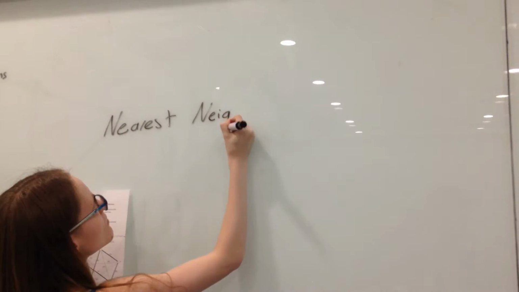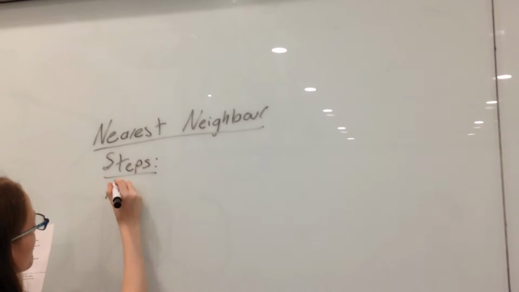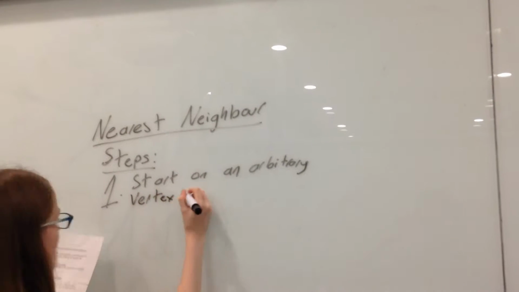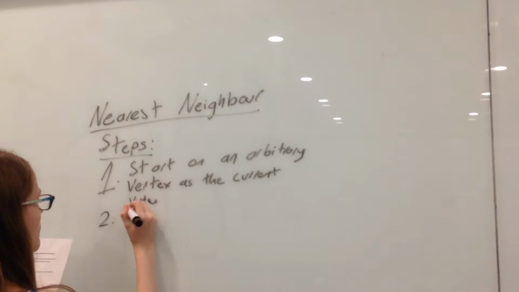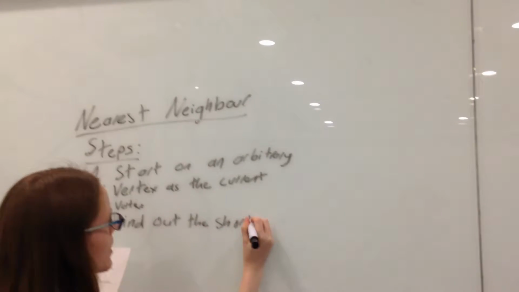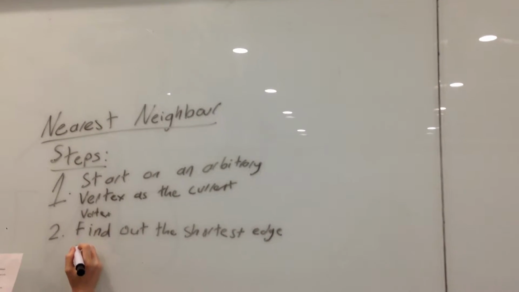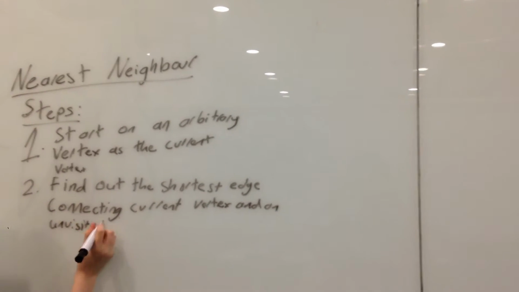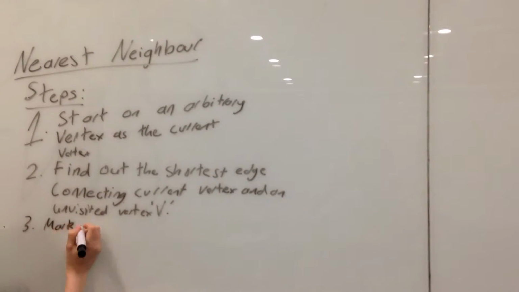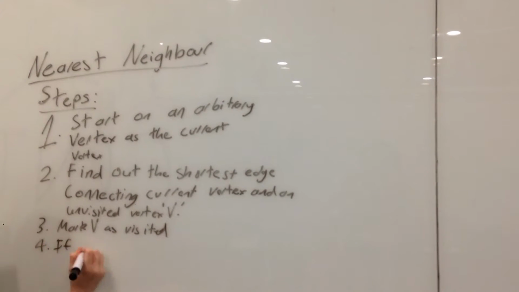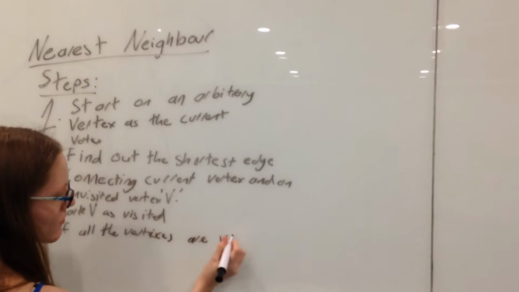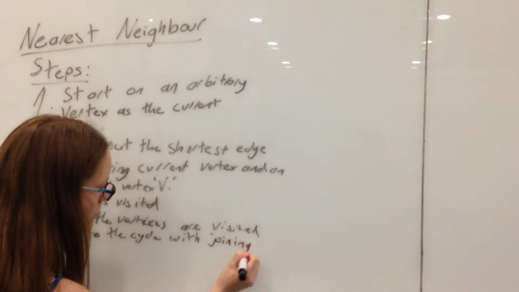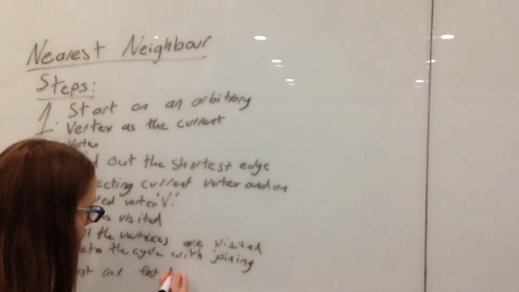Steps of the nearest neighbour algorithm. 1. Start on an arbitrary vertex as current vertex. 2. Find out the shortest edge connecting current vertex and an unvisited vertex V. 3. Set current vertex to V. 4. Mark V as visited. 5. If all the vertices are visited, then complete cycle with joining the last and first vertices.